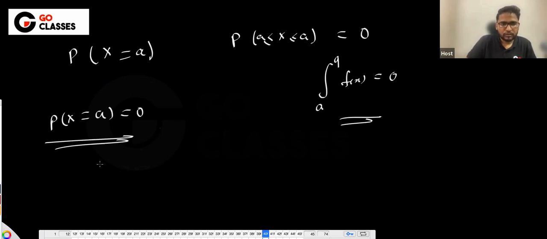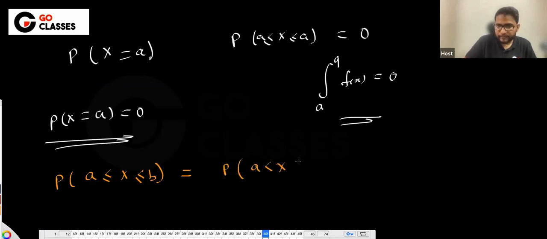Now let's see. If I say the probability of x in between a and b, can I write it the same as the probability of x being strictly greater than a and less than or equal to b? Can I write it the same way? Tell me.